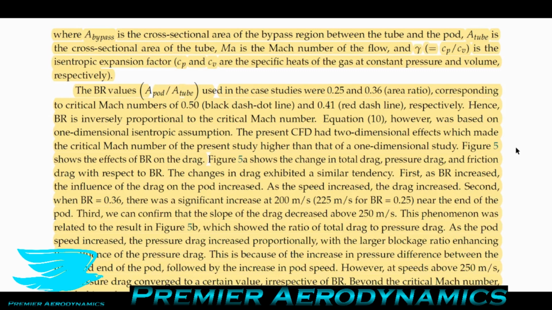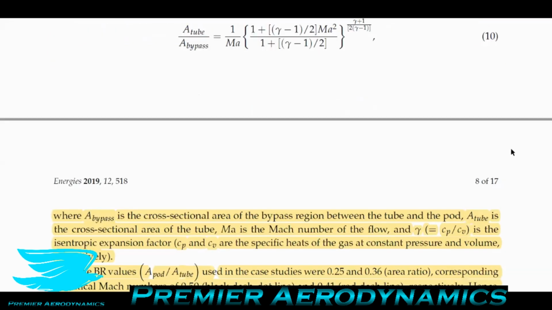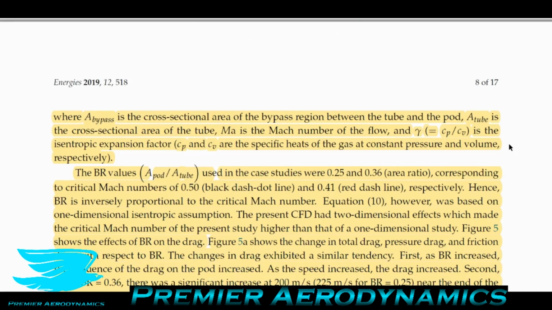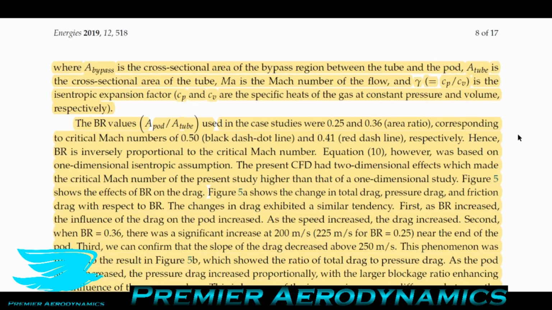Equation 10, which we just mentioned above, where it was reliant on the specific heat ratio, Mach number, and the blockage ratio, however, was based on one-dimensional isentropic assumptions. The present CFD has a two-dimensional effect, which made the critical Mach number of the present study higher than that of a one-dimensional study. So two-dimensional effects change the speed of sound, which is pretty cool.